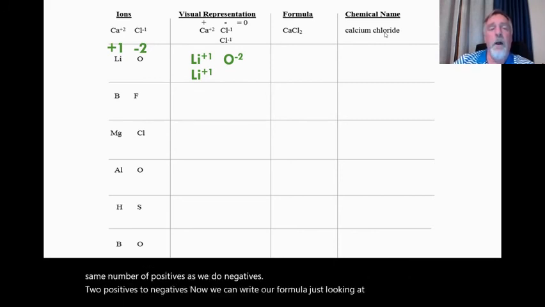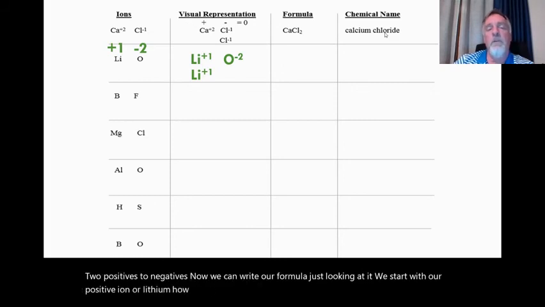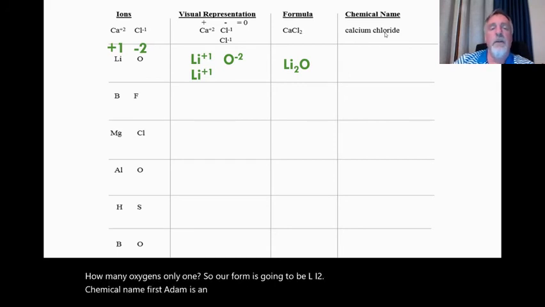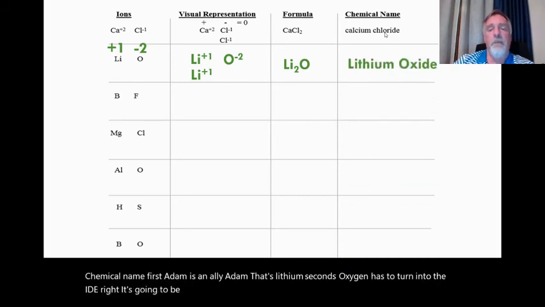We start with our positive ion, our lithium. How many lithiums do we see in our visual representation? 2. How many oxygens? Only 1. So our formula is going to be Li2O. Chemical name, first atom is an Li atom, that's lithium. Second one's oxygen, has to turn into the IDE, right? It's going to be lithium oxide. Okay.